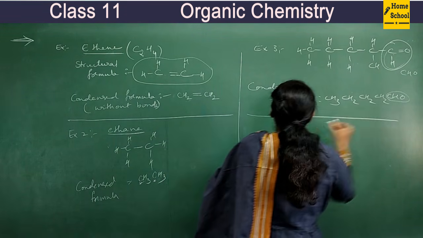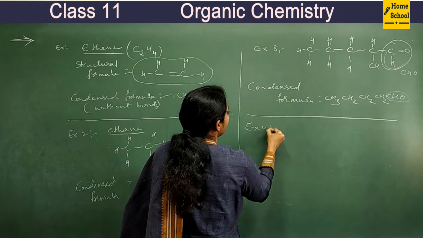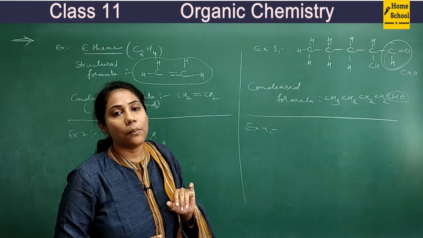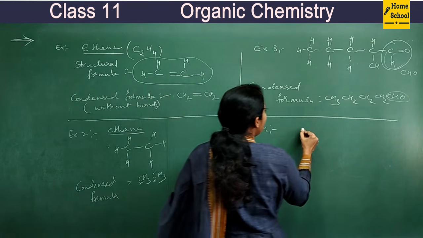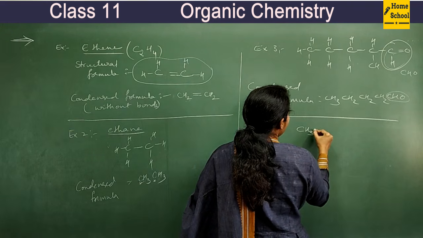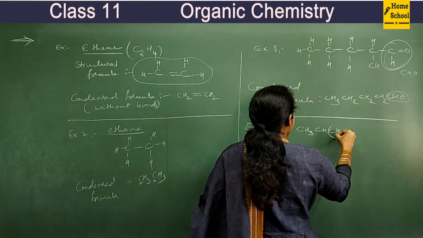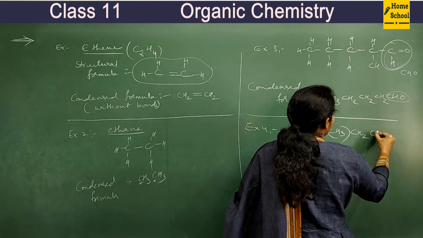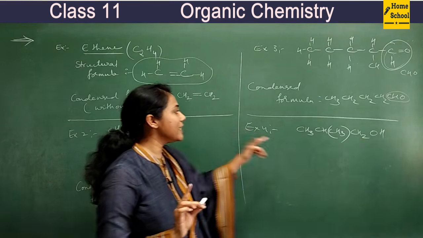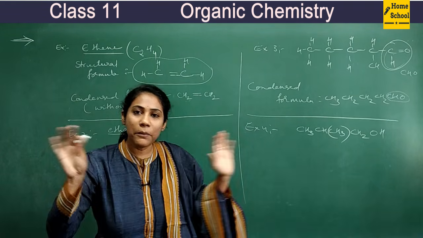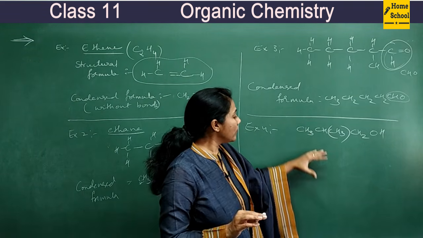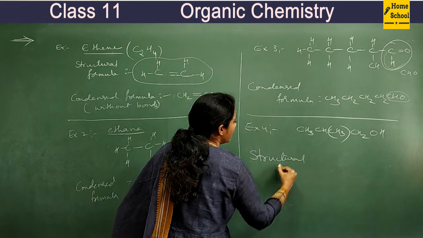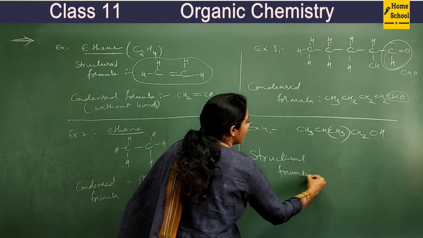Okay, so now I will give you example number 4. I will give you a condensed formula. You have to write its structural formula. See, the condensed formula that I give is CH3, CH, CH3, CH2, OH. You see this compound. This is the condensed formula of some organic compound. So, how do you write its structural formula? Structural formula we have to write for this compound.